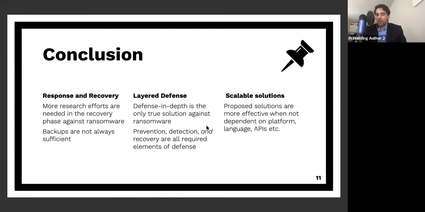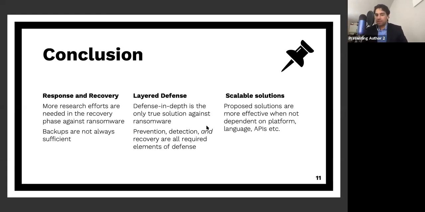In conclusion, as I mentioned several times during this presentation, we're focusing more on the response and recovery part. Backups are not always sufficient, as has been proven multiple times. Defense in depth is the real, true solution against a problem as severe as ransomware. And to that end, we're defining another layer in the defense. So this is not meant to substitute any identification, protection, or detection parts that you already have. It's only meant to augment what you already have and just be another layer in the defense.